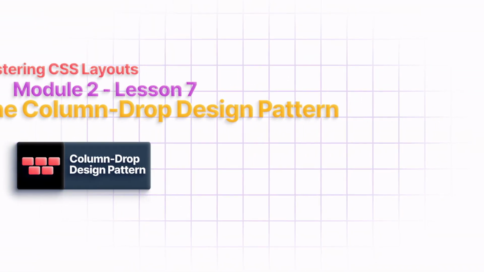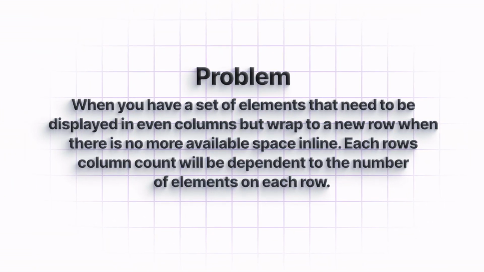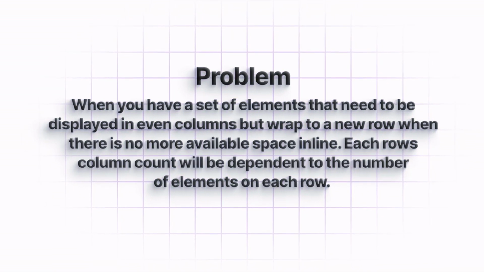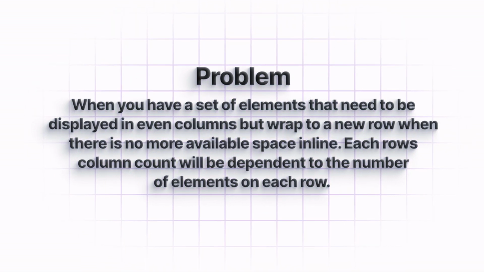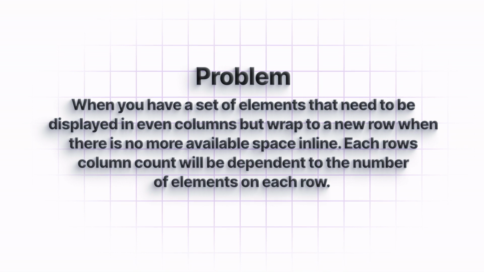Now, the column drop is when we have a set of elements that need to be displayed in even columns, but when we run out of room in the inline direction, we want it to wrap to a new row. Now in each row, the column count will be independent from the previous row above it. As you can see here, we have 5 items of content. 3 of the items can fit on one row, so we have 3 equal columns. But on the next row, since we only have 2 items, we only have 2 columns. As we drop to a new row, the columns become independent of the row above it. Hence, that's why it's called the column drop component.